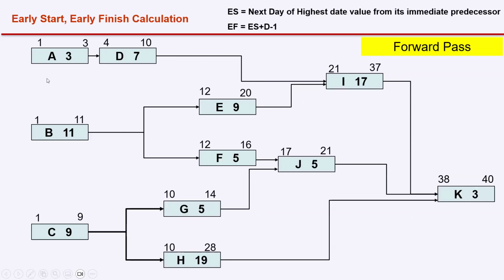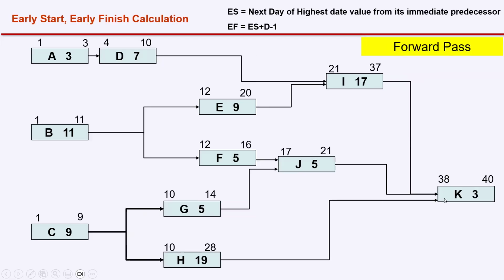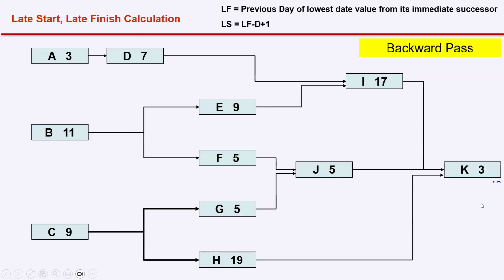So just as we considered day 1 as the early start of the first activity, similarly the last day of the project, day 40, will be the late finish itself. So the early finish of the project will be the late finish for the last activity, 40. Moving backward in the network, we have the formula: late start is equal to late finish minus duration plus 1. So it is 40 minus 3, 37, 37 plus 1, 38.